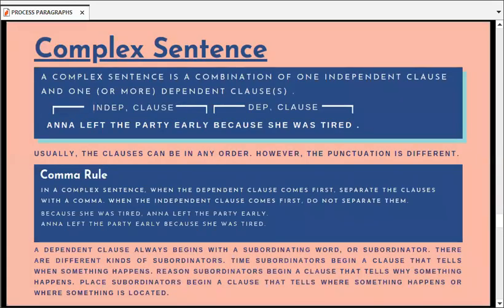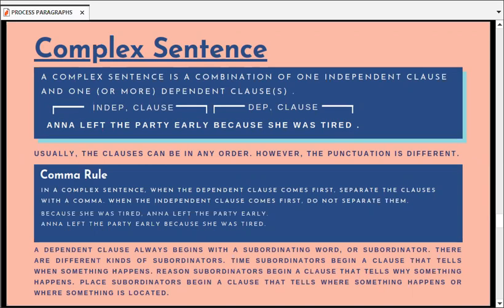Next, complex sentence. A complex sentence is a combination of one independent clause and one or more dependent clauses. Independent clause: Anna left the party early. Dependent clause: because she was tired. Usually the clauses can be in any order. However, the punctuation is different.